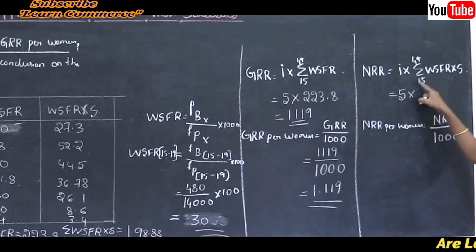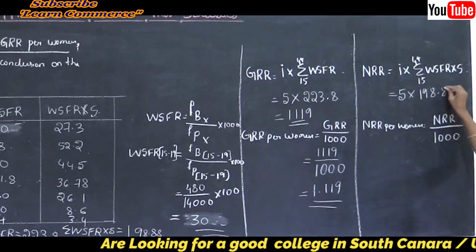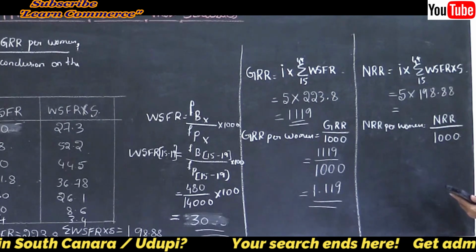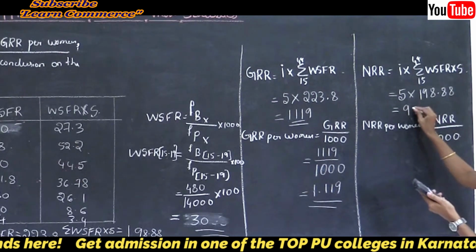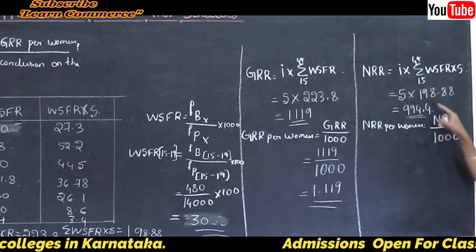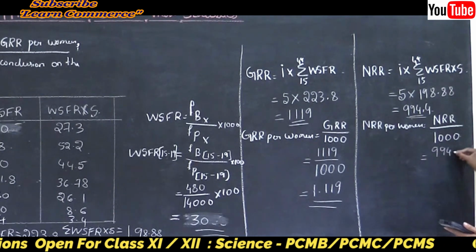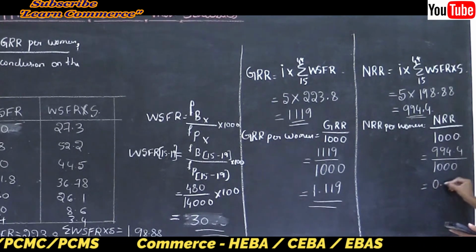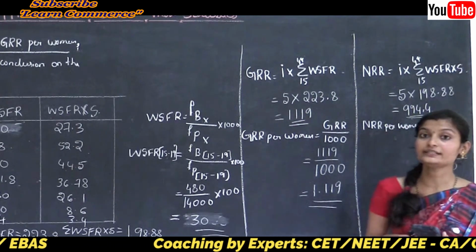So 5 into sum of WSFR into S, that is 198.88. This is equal to 5 into 198.88, which is 994.4. Now I will substitute this value under this formula. So NRR is 994.4 divided by 1000, that is 0.994. Now based on our question we need to write the conclusion.